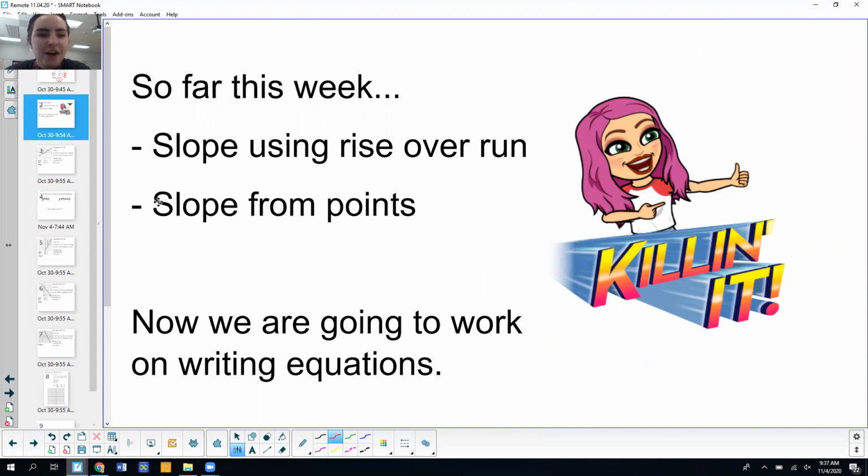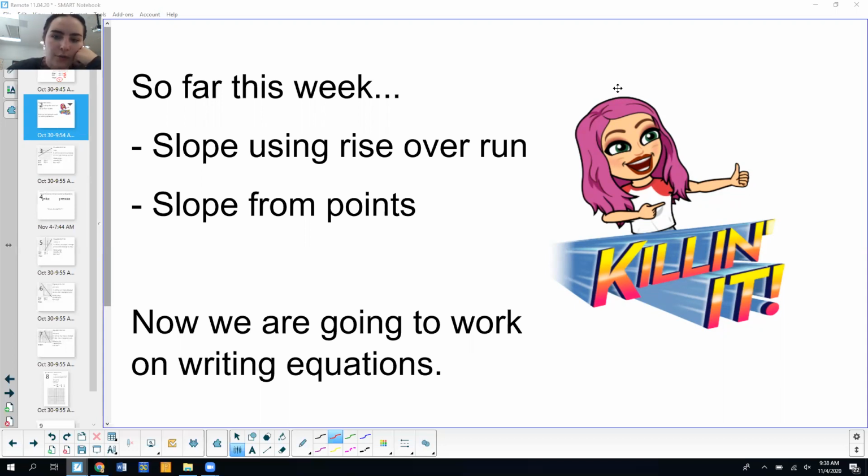I'll move this. All right, so far this week, we've talked about slope using rise over run, and we talked about getting slope from 2 points. Yesterday we talked about y2 minus y1 divided by x2 minus x1, so how to calculate slope from two points.